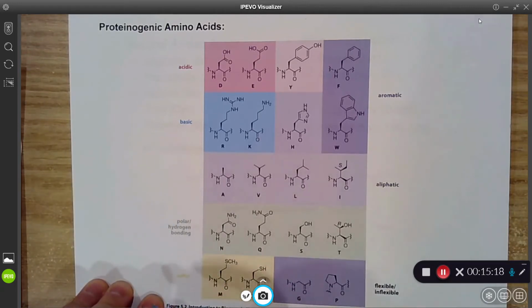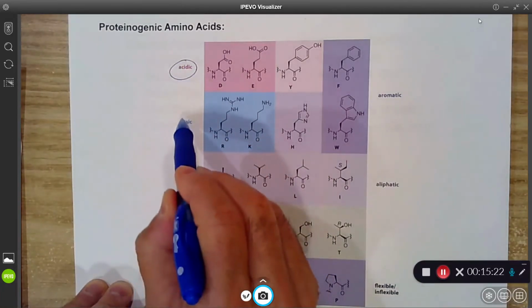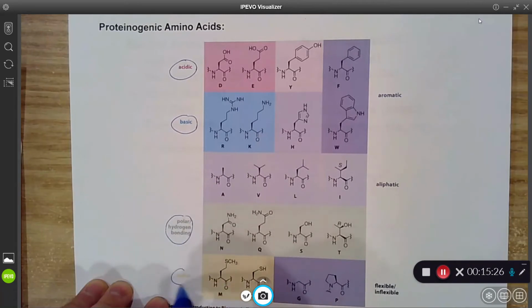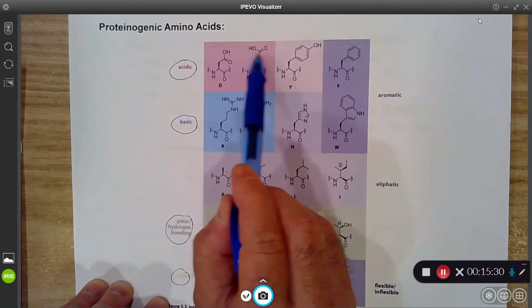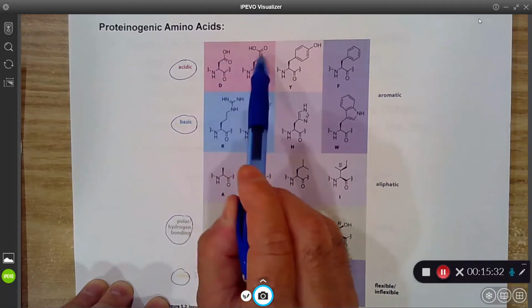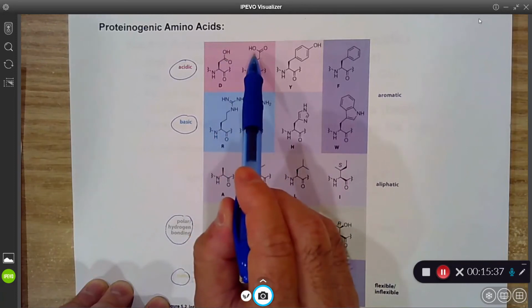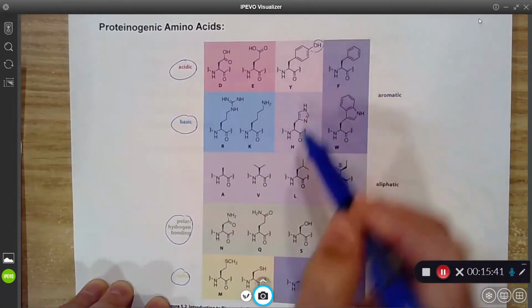So they're characterized into different blocks. You can see you have acidic, you have basic, you have polar hydrogen bonding and sulfur containing. Okay, so acidic ones you can see here have these carboxylic acid groups. So the pKa of those are roughly between 3 and 5. Here you have a tyrosine group. This hydroxyl group is also acidic.